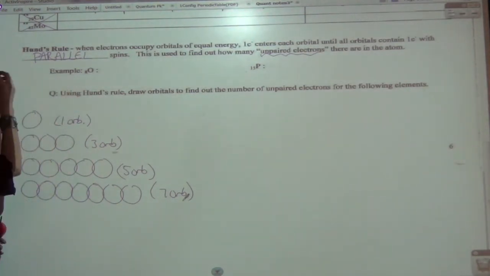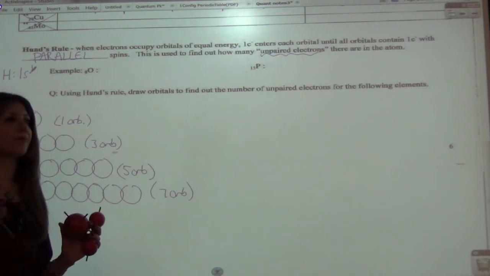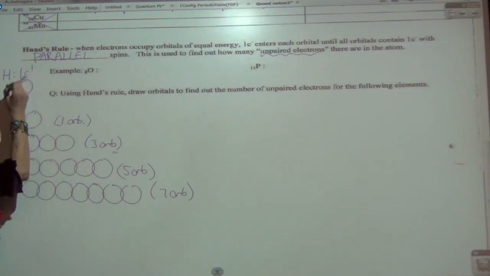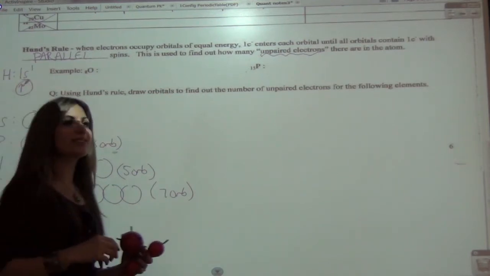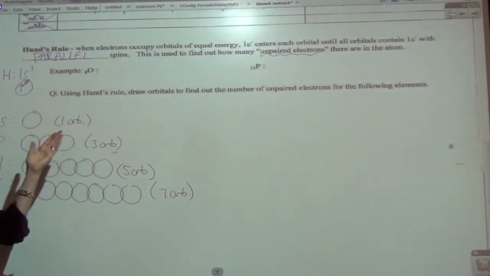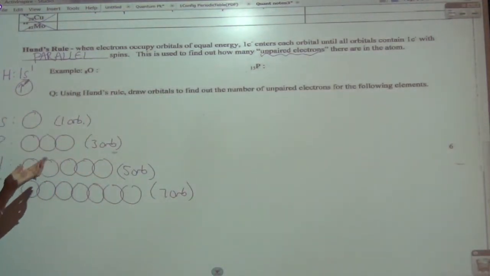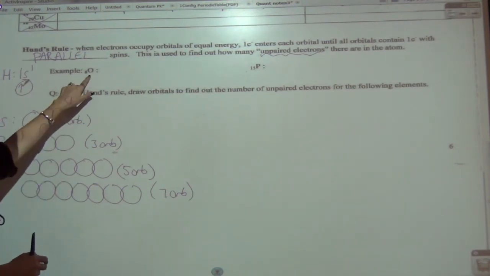So let's do just hydrogen real quick. Hydrogen's electron configuration would just be 1s1. If it were neutral, I would just have 1 circle, and how many electrons? 1. So I would just do 1 up arrow. That's called an unpaired electron because it's not paired to any other electron. And the unpaired electrons are the ones that are involved in bonding. Okay? So let's try oxygen.